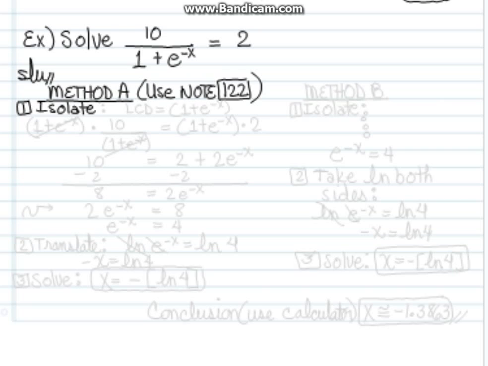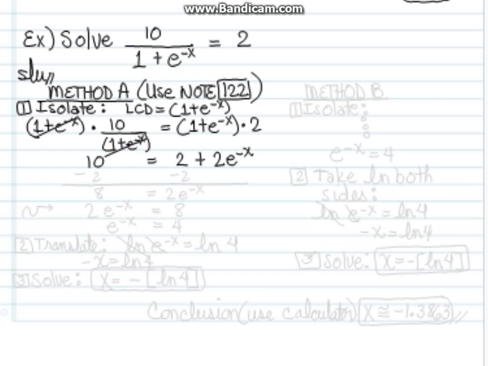First of all, this equation has a fraction, so I'm going to get rid of the fraction by multiplying both sides of the equal sign by the LCD. The LCD here is the only denominator, 1 plus e to the minus x power. So multiply the left side by this LCD and multiply the right side by this LCD. On the left side, the fraction disappears because we cancel the denominator, and we get 10 equals, now distribute multiplication by 2, and on the right side, we get 2 plus 2 times e to the negative x. Now that looks much easier to work with.